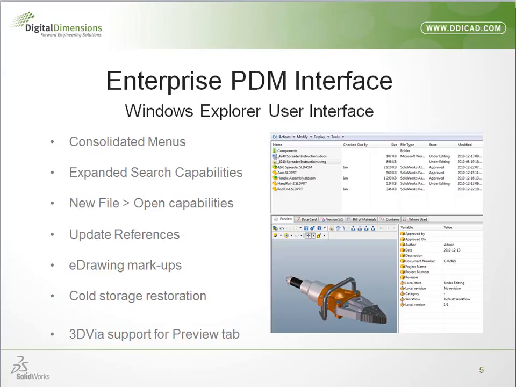E-drawing markups are automatically checked into the vault. Cold store, or files that have been placed in cold storage, can now be restored, and there's also support for 3D via in the preview tab. So let's go ahead and take a look at some of these items.